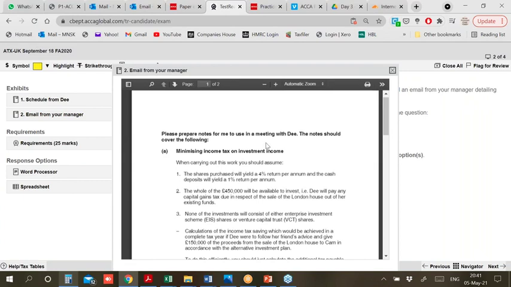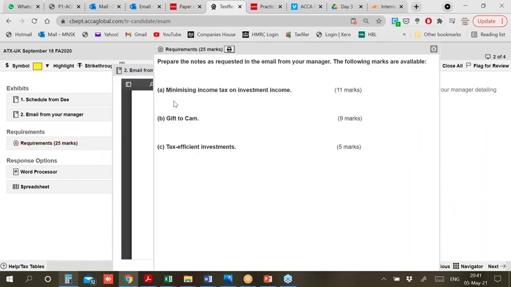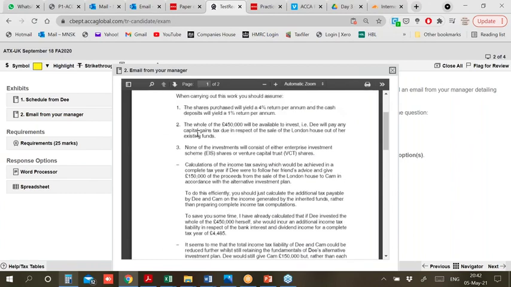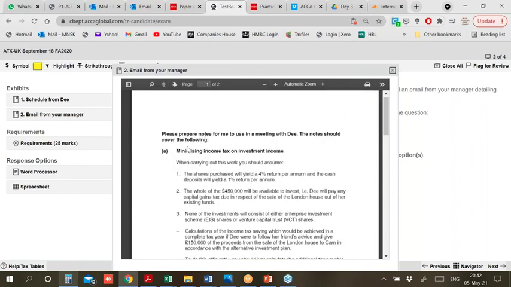Now do remember, guys, that for question number one and question number two, the requirements will be scattered. You can find the requirement in two ways. If you click on the requirement, it will give you just the marking scheme: part A deals with 11 marks, part B has 9 marks, part C has 5 marks. Okay, it will just tell you this. However, to know what has been asked in the requirements, you have to click the email from your manager. In this, you will learn what your manager has asked you. So this is the ask of the manager, minimizing income tax on investment.